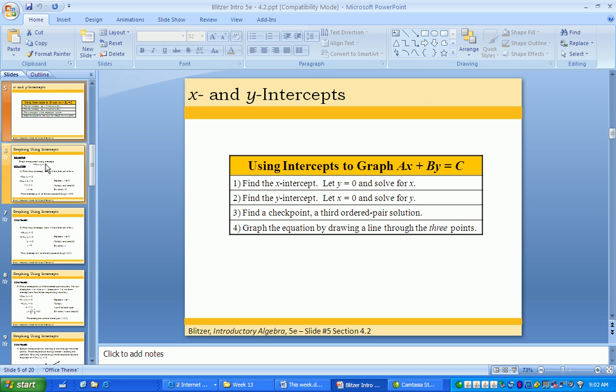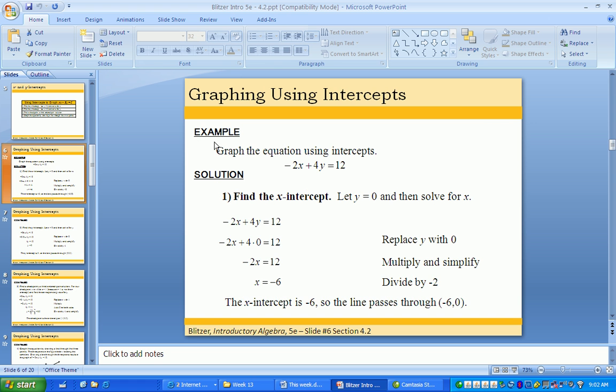So here's an example. They give us an equation, negative 2x plus 4y is equal to 0. First we're going to find the x-intercept. Again, at the x-intercept, remember y is equal to 0. So just remember for the x-intercept, we set y equal to 0. All we have to do is put y equal to 0 in this equation, like they did here, and solve for the value of x. And here we get x is equal to negative 6. So we have 1 point already. x is equal to negative 6, y is equal to 0. Negative 6, 0. That's one of our points.